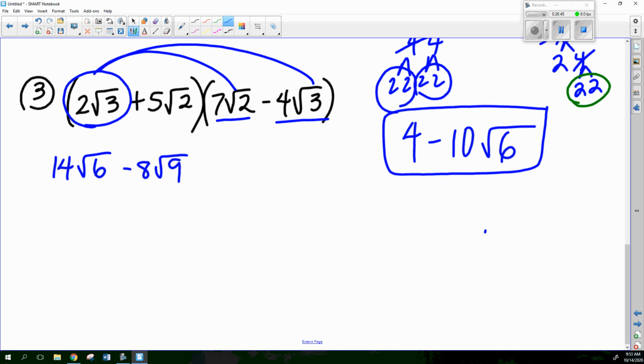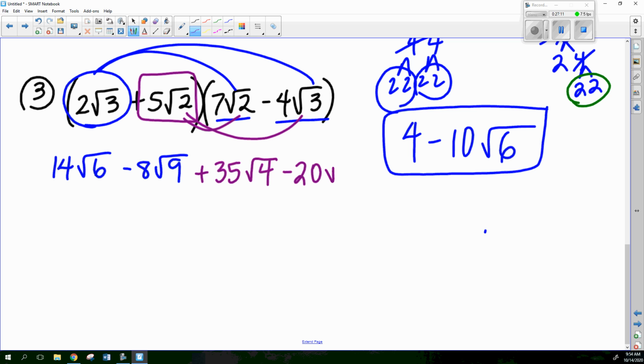Okay, then we come back and we pick up the second term and we distribute it. So the 5 in front goes with the 7 in front to make 35. And the 2 underneath goes with the other 2 underneath to make the square root of 4. We will simplify in a minute. And then on the last one, 5 times -4 in front goes together. 3 times 2 underneath goes together.